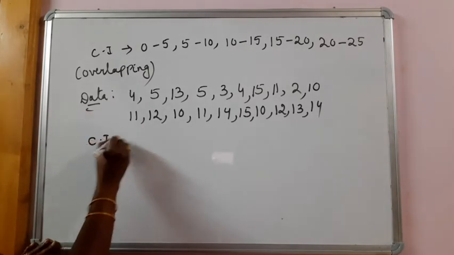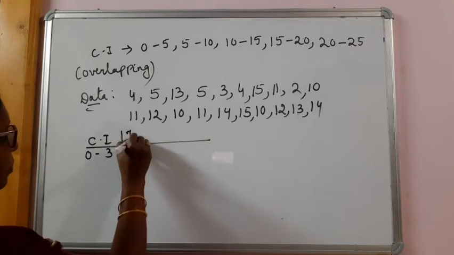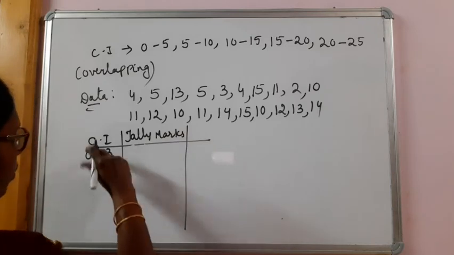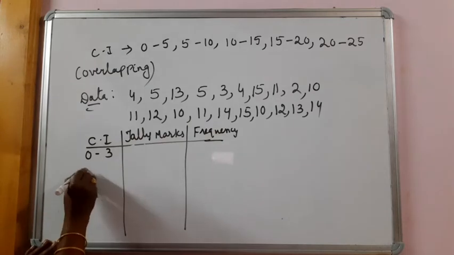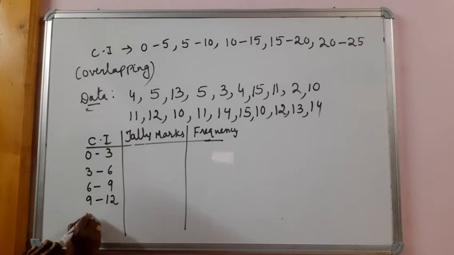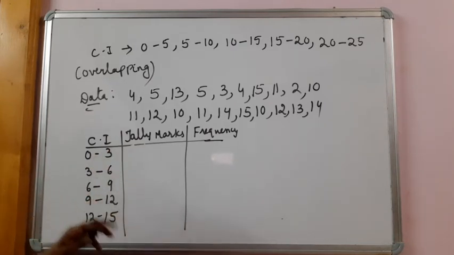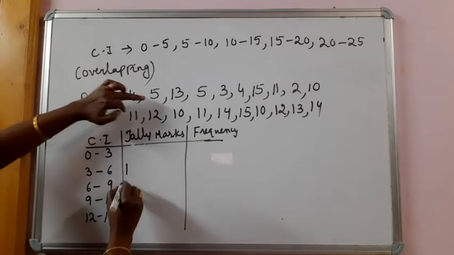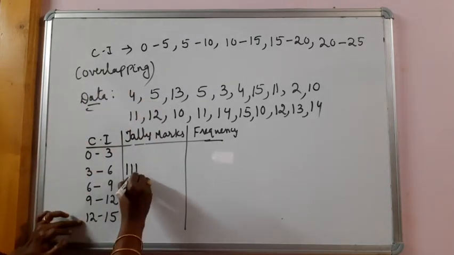what I do is I will take the class interval width as 3, because 3 fives are 15. So that we can have 5 class intervals. Here, frequency: 0 to 3, 3 to 6, 6 to 9, 9 to 12, 12 to 15. You can see 3 is repeating, 6 is repeating. How to find? Let me see. 4 here, 5 here, 13 here, 5 again here.